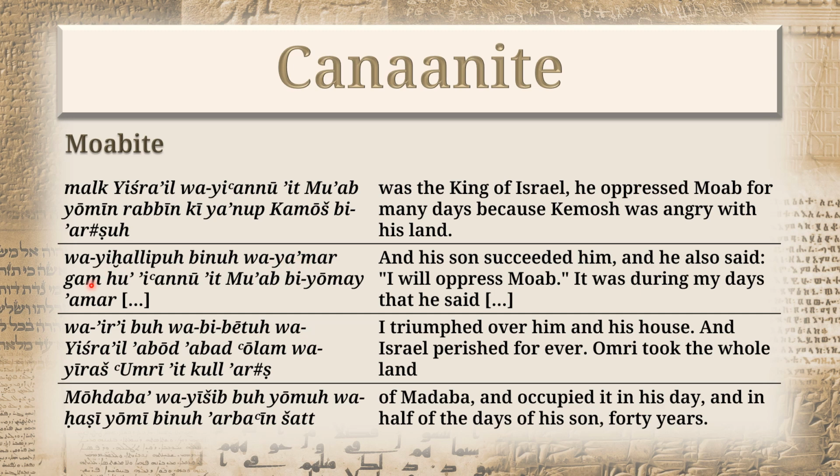Biyomai amar, it was during my days that he said, and then something is missing, probably that he said this, or something like that. Wa ir'ibuh wa bibetuh, I triumphed over him and his house. Wa Yisrael abod abad olam, and Israel perished forever. Wa yirash Omri et kul arts muhdaba. Omri took the whole land of Madaba. So Madaba, just like the town in modern Jordan.